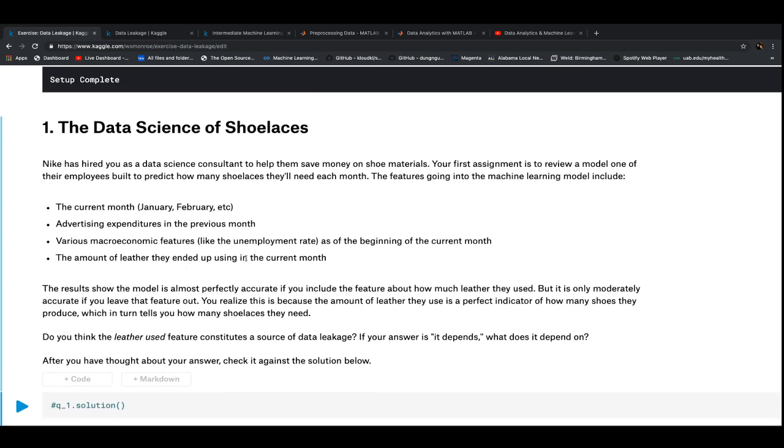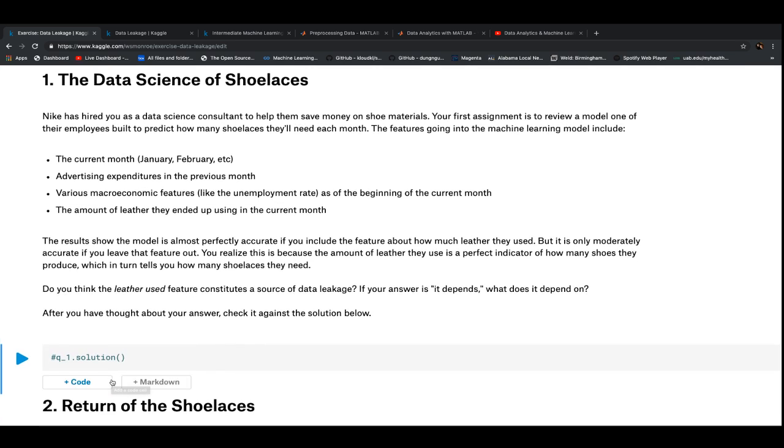Unless they have been updating that particular field every day of the month, it might give us some prediction. But even then, it would constitute target leakage, because the definition for that field is how much they ended up using in the current month. If this was the amount of leather used up to now, or in the previous month, or maybe the same month last year, then maybe we could use it.